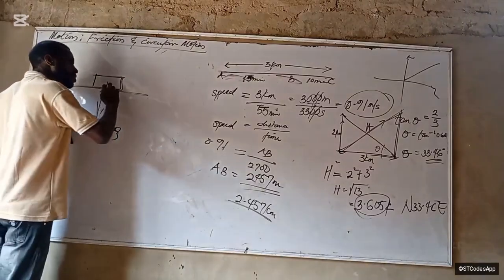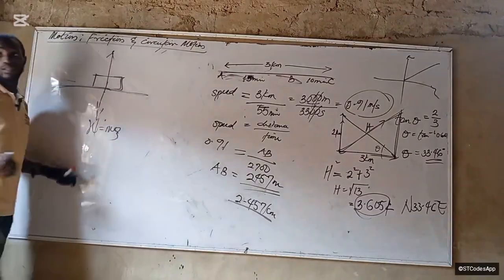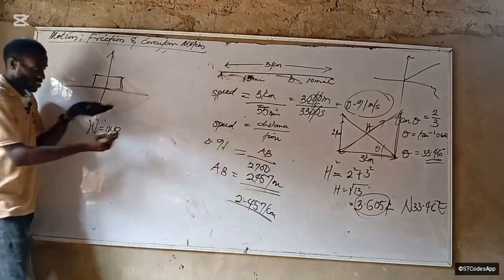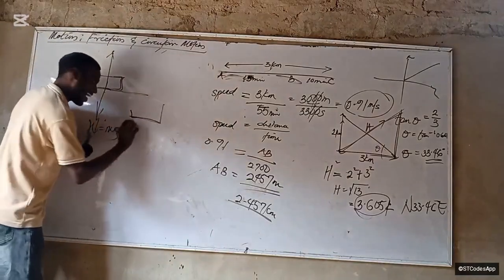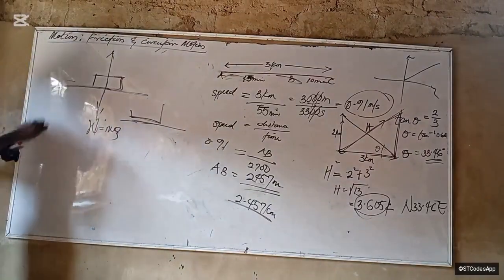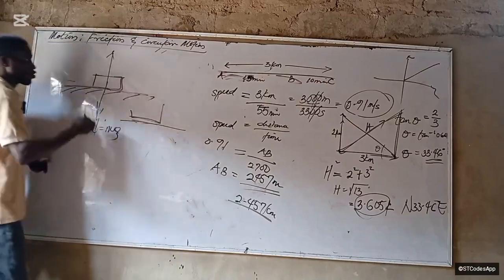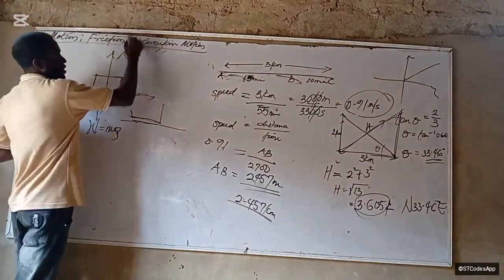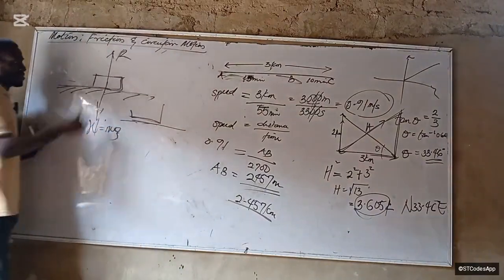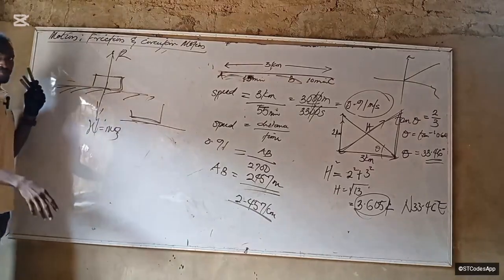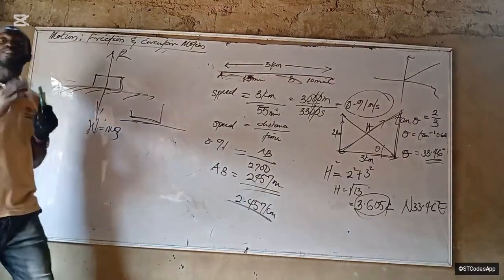It's called what? Normal reaction. Normal reaction always acts between the bottom of the body, this base, and the surface of the plane on which it is sitting. Is that okay? All right. So normal reaction is acting upward. Any convention you use is either N or R, but I prefer to use R. Is that okay?